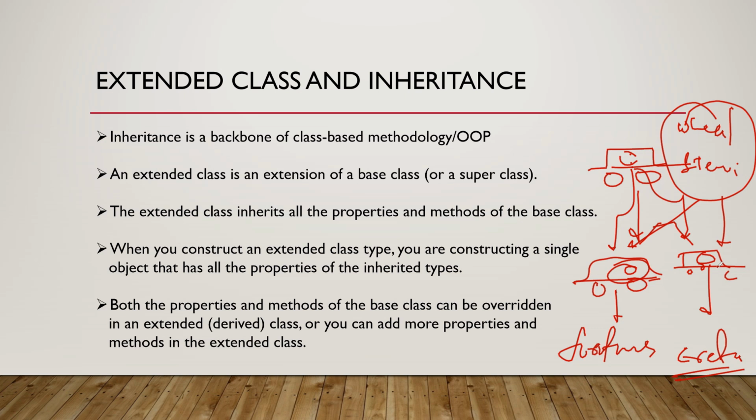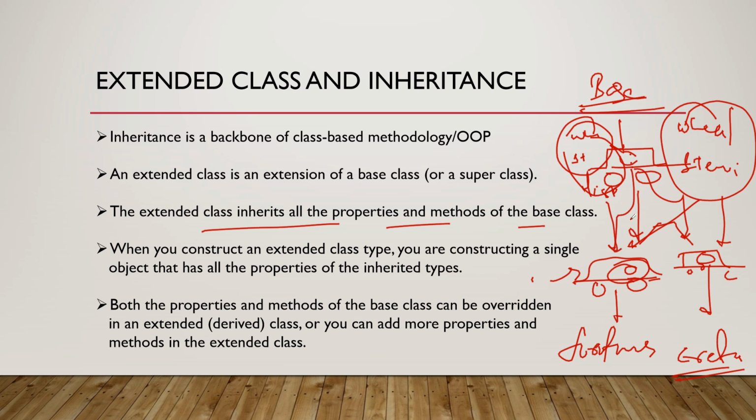So inheritance is the backbone of your class-based methodology. You can say it's an extended class, an extension of the base class. So the parent class, you can say this is your parent class, is nothing but a base class. And this is your child class, or you can say derived class. So your extended class inherits all the properties and methods of the base class. So what does it mean? Suppose here we have written two properties, wheels and steering, and one method, let's say display. So all these properties and methods will get inherited by your derived class. Okay, and it will be inherited automatically, so you don't have to care much about this.